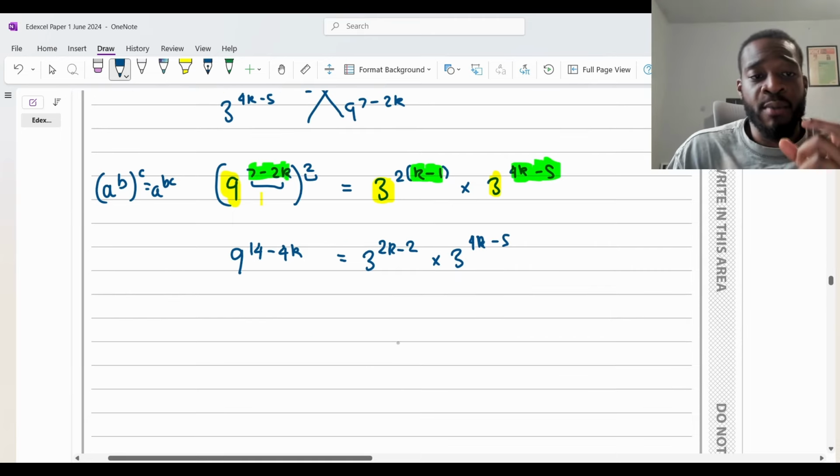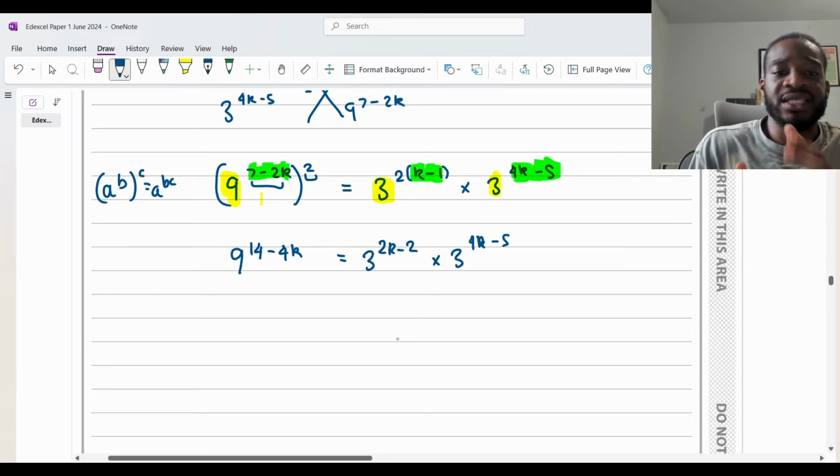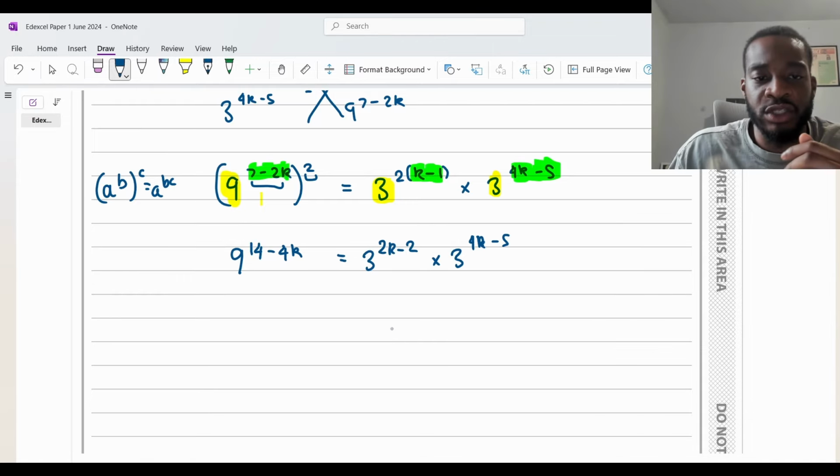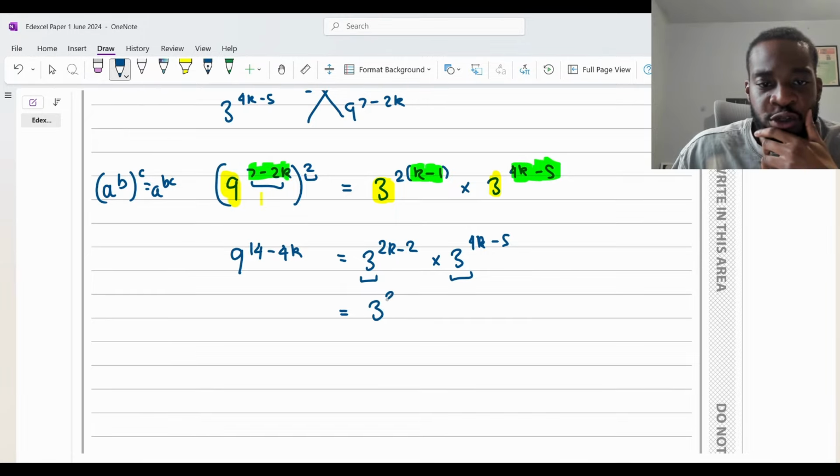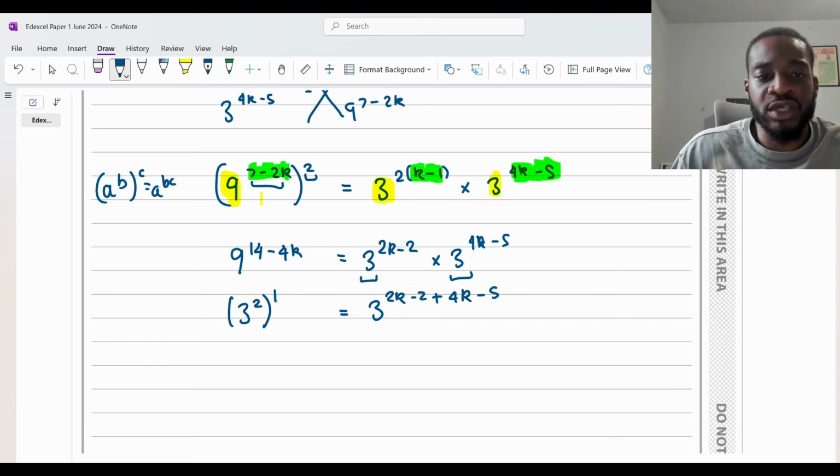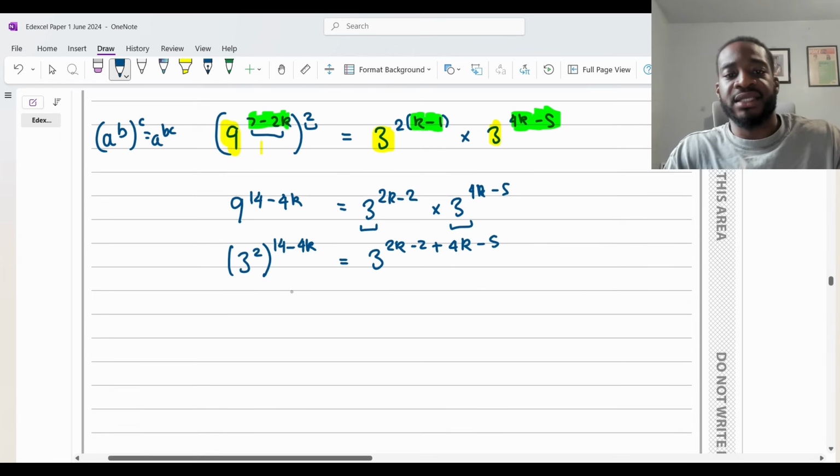Now, remember what we want to do. We want the bases to be the same. That way we can equate the powers. So firstly, I'm going to combine these. Remember, these have the same base, so we know that we can add the powers. So it's going to be 3 to the power of 2k minus 2 add 4k minus 5. That's that side. Now, the left-hand side, remember, 9 is the same as 3 squared. So I can actually write this as 3 to the power of 2 all to the power of 14 minus 4k.